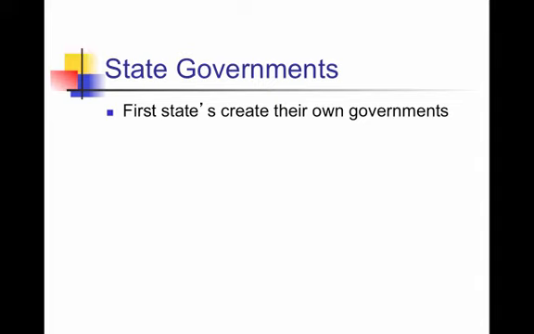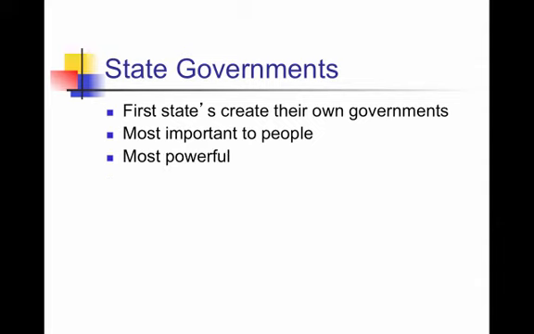Let's talk about the state governments here. Because when we look at what governments did exist whenever Britain left, there already were state governments. That's important to understand. So Virginia had its own government, Pennsylvania had its own government. They had been intact for a long time. They're the ones that are actually the most important to the people and the most powerful as well.